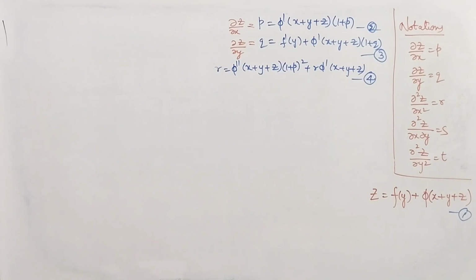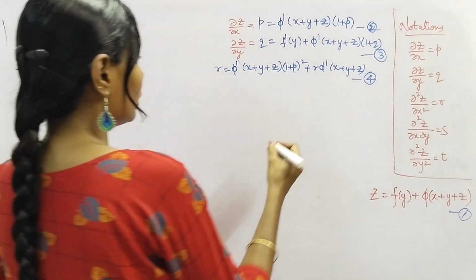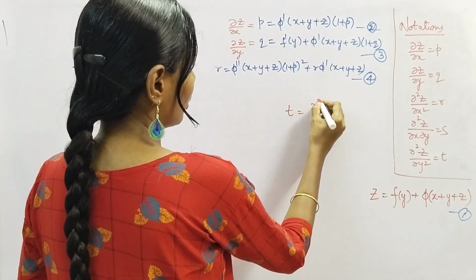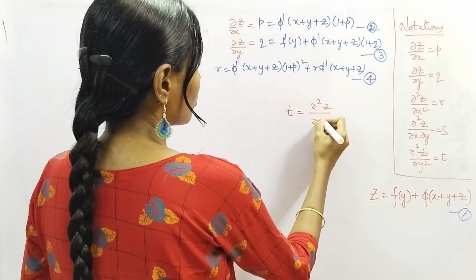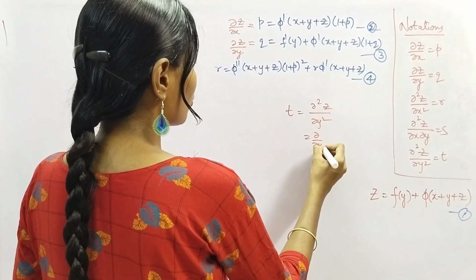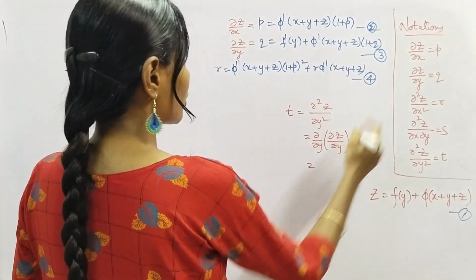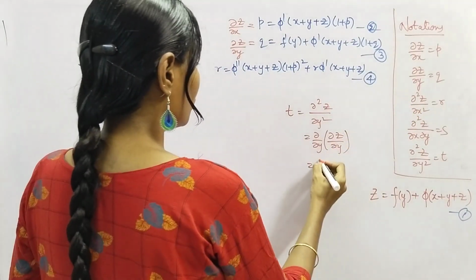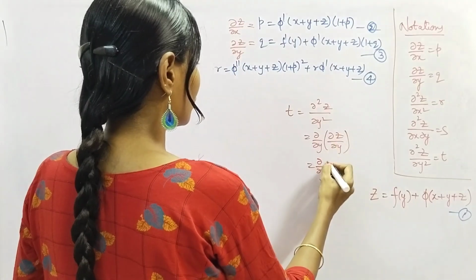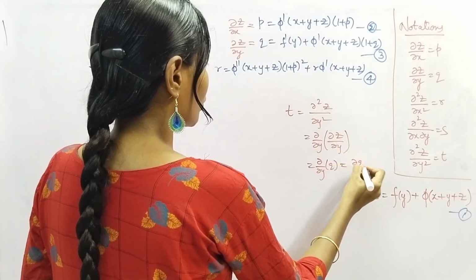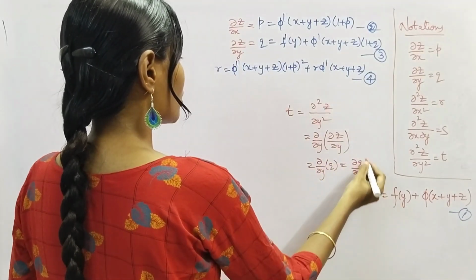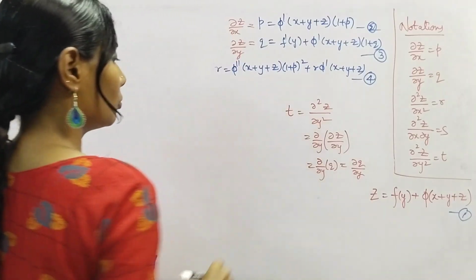Right. Now we'll find the equation involving t. You know that t is nothing but ∂²z/∂y², right? We can also write this as ∂/∂y of ∂z/∂y. And we have a notation: ∂z/∂y is q. Let's replace it by q. You'll get ∂q/∂y, that is, the partial derivative of q with respect to y, is our t.